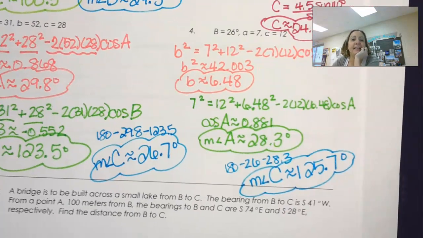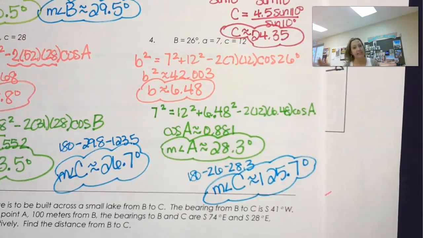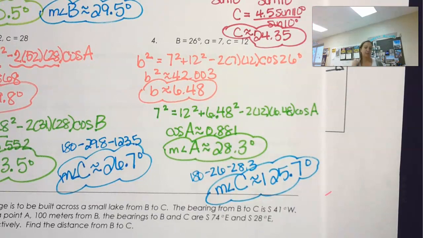Alrighty, so here's what I ended up with. The first thing I did was find what side B was, which was about 6.48. Then I decided to go in alphabetical order and find angle A first and then angle C. If you found angle C first, I just want you to know that as far as checking your answers goes, you might be like 1/10 off, really close.